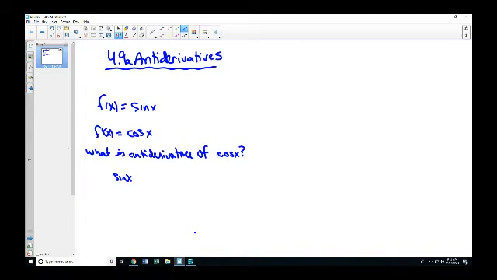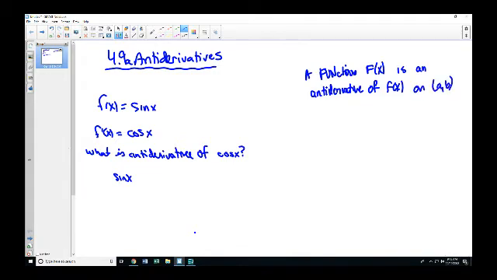Okay. The formal definition: a function big F of x is an antiderivative of f of x on the interval if big F prime equals little f for all x.